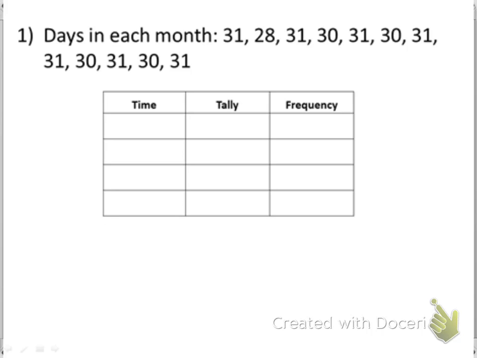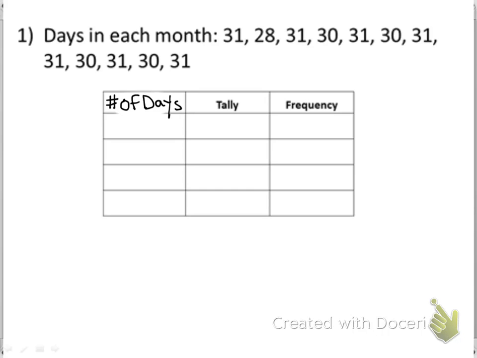Here it says time, which is not correct. So I'm going to white that out. What should actually go at the top of this column? The thing that should go at the top of this column is the number of days. So I'm going to write inside here, number of days.